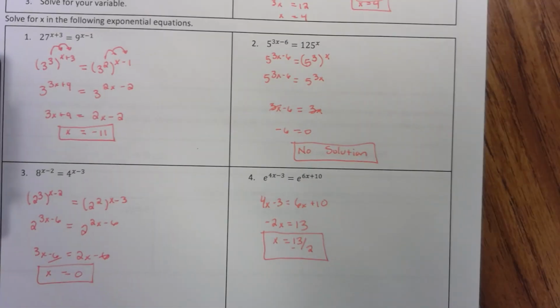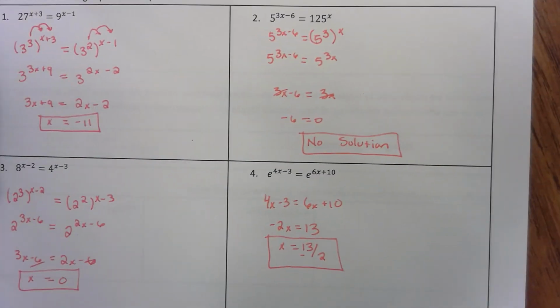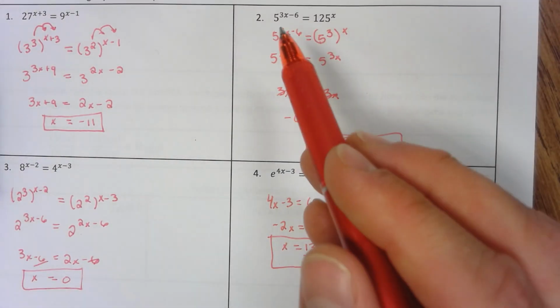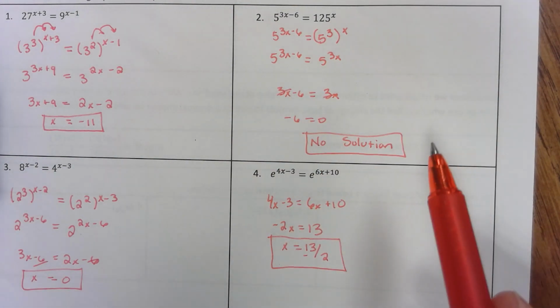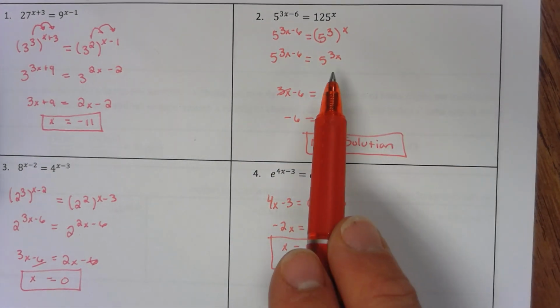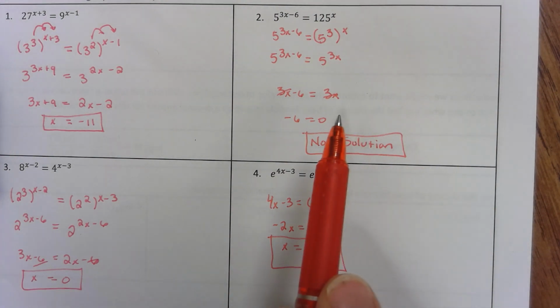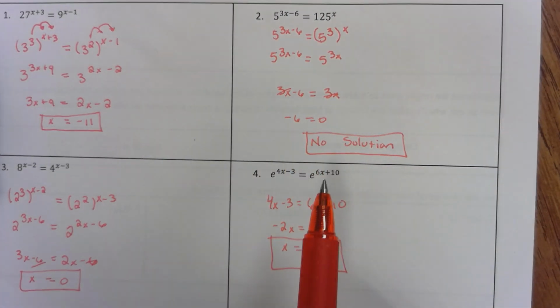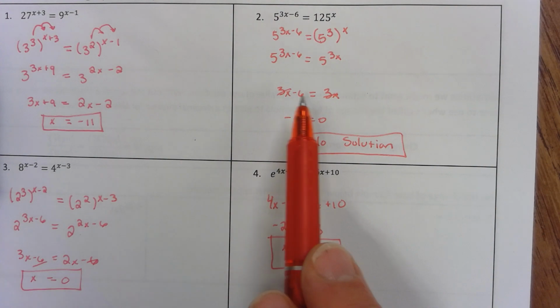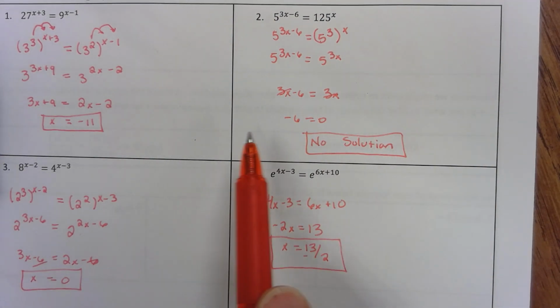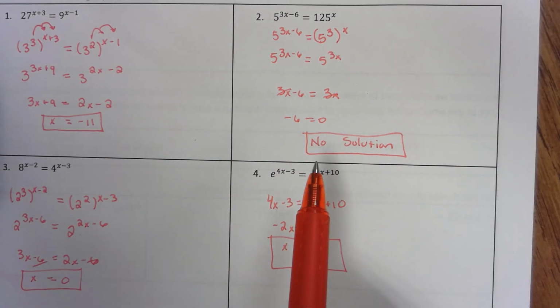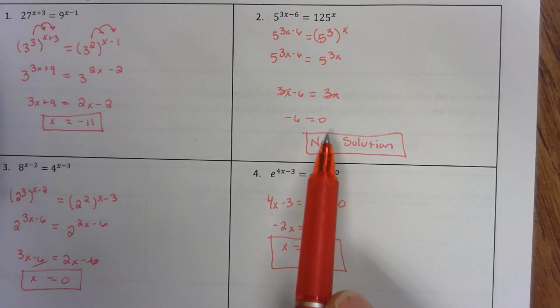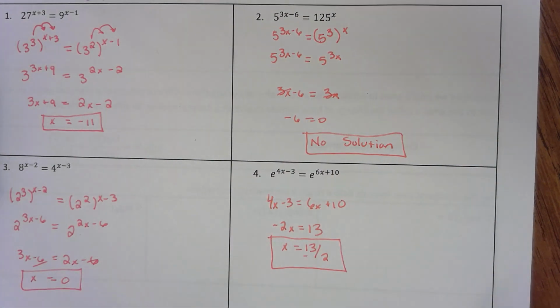All right, number 2 here, rewriting 125 as 5 cubed. That then gets us to 5 to the power of 3x minus 6 equals 5 to the power of 3x. Now the bases are the same, so the exponents are equal to each other. But when I do that, the x's cancel themselves out, right? When I go to subtract 3x, all the x's go away, leaving us with negative 6 equals 0, which is, there's nothing to solve for, right? That's a false statement, and thus there's no solution. There's no value of x that we can plug in here to get these sides to be the same.